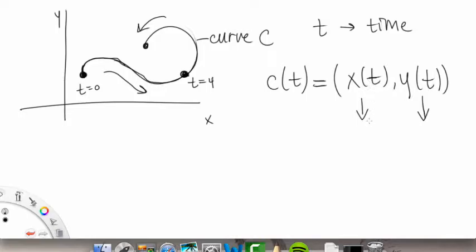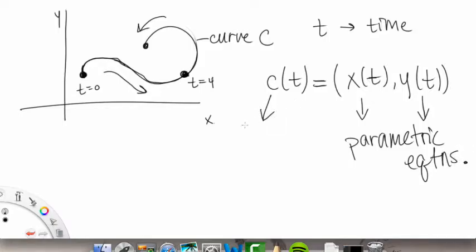So both of these, x of t and y of t, we've seen this before. They are both called parametric equations. And as I said before, right now it is not a vector valued function. Not just yet. We're not drawing vectors to each point or anything. They're just points that exist there on the plane.